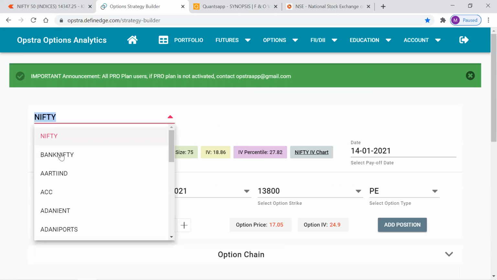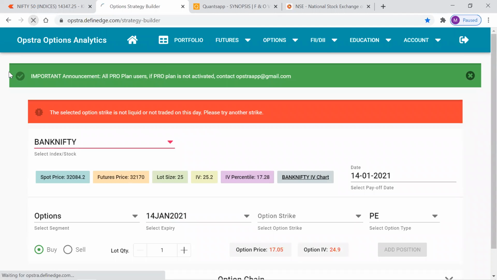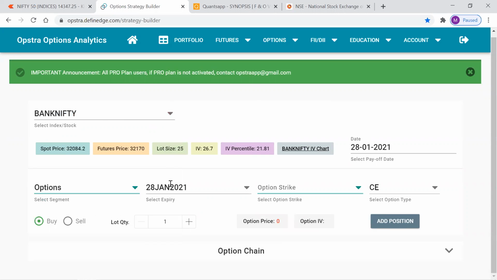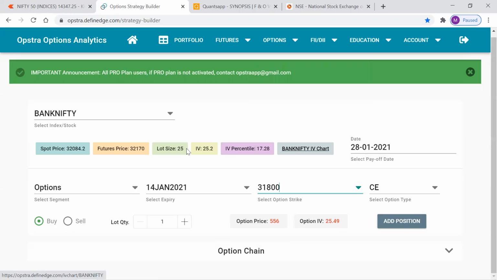Let's select Bank Nifty for a change. Let me refresh. All right, let's select Bank Nifty, select options, and select 14th January as the expiry. What's the current price of Bank Nifty? It's 32,084. So imagine that the market is going to fall below 32,000, right? Imagine that the market is going to fall below 31,800 before 14th of January.